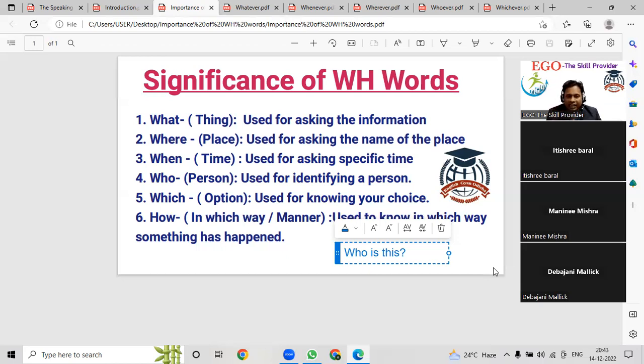that. Okay. The next one is something called which. Which is always used for option. Whenever you have a choice, right? One, two. There is a choice. Black, white. There are two choices there.